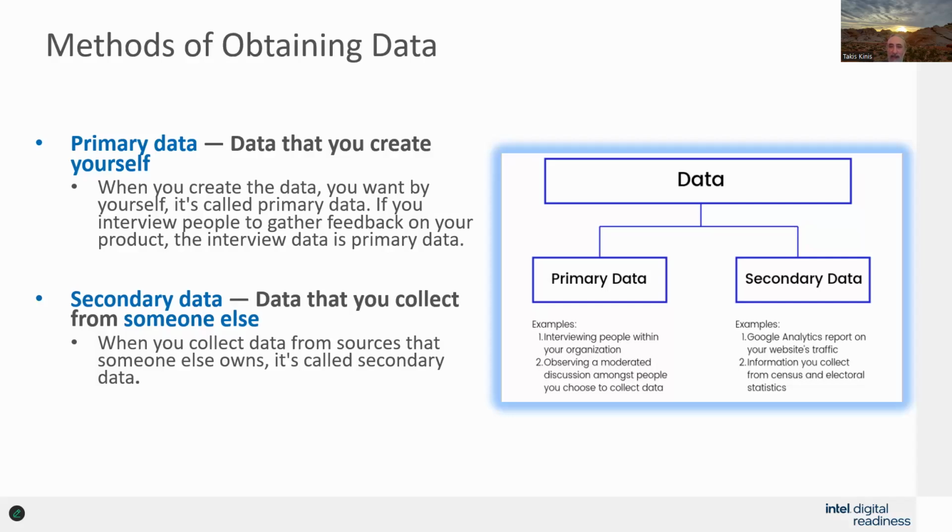It's kind of interesting. So they give some examples here. I think this is kind of interesting. Primary data: interviewing people within your organization, observing a moderated discussion amongst people you choose to collect data. Secondary data: Google Analytics report on your website's traffic, right? So Google's telling you the traffic, or information you collect from census and electoral statistics that the government's collecting, but it's out there for the taking.